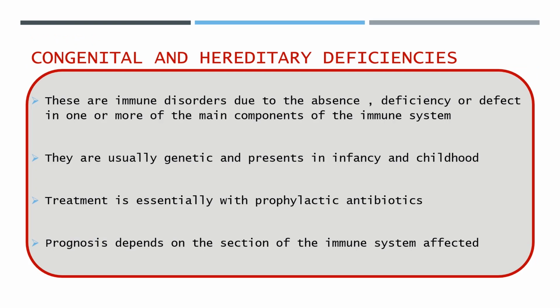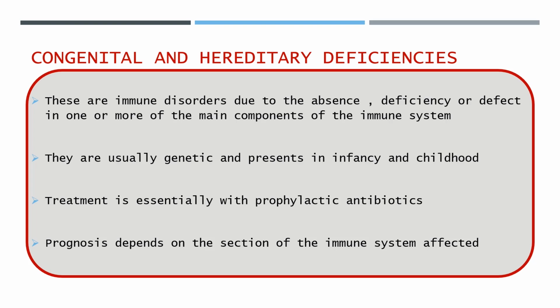Congenital and hereditary deficiencies are those immune disorders that occur as a result of the absence, deficiency, or defect in one of the main components of the immune system, either the cellular or the humoral type, affecting both the innate and the adaptive immune system. They are usually genetic, and are usually seen in infancy or in early childhood.